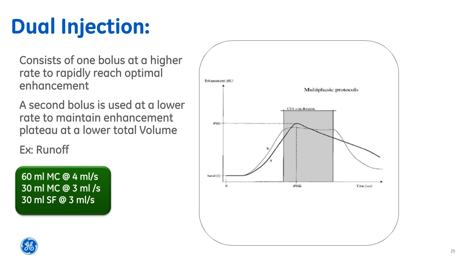So this is a useful technique to use in the run-off, where obviously we want to image right down to the feet, and because of the distance that we need to cover and the volume of contrast that's required, it can dissipate, which means that we get very low contrast images towards the distal end of the limb.